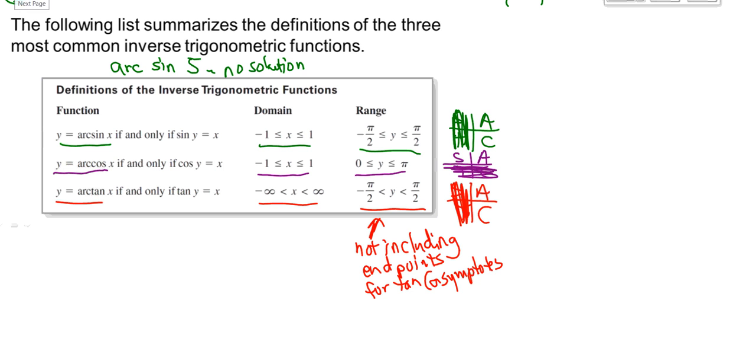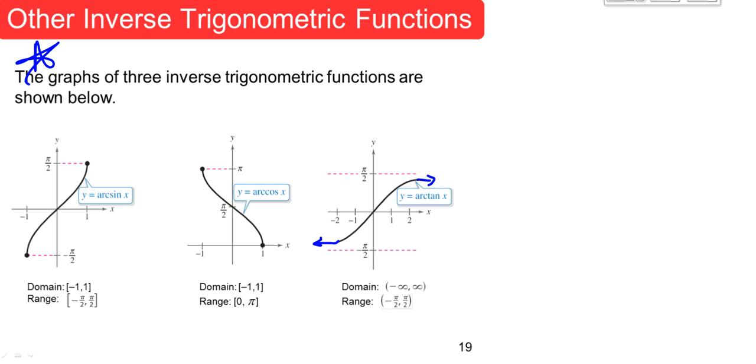Then next we have some graphs of the three inverses. If you want to pause this and give yourself a little sketch of those, that might be a good idea. And notice the way those axes are labeled so that you're careful with that. So pause this if you want to. I'm moving on.